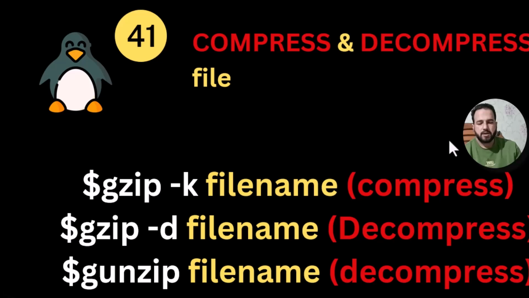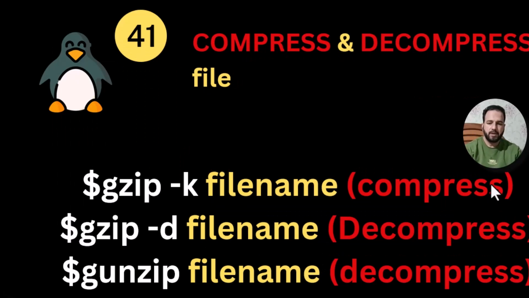Our next command is command number 41, to compress and decompress a file in Linux. For that the command is gzip -k and the file name. This command compresses a file, and -k is used to keep the original copy of the file. Then we have two commands to decompress a file. The first is gzip -d and then the file name. The alternate command is gunzip and the file name you want to decompress.